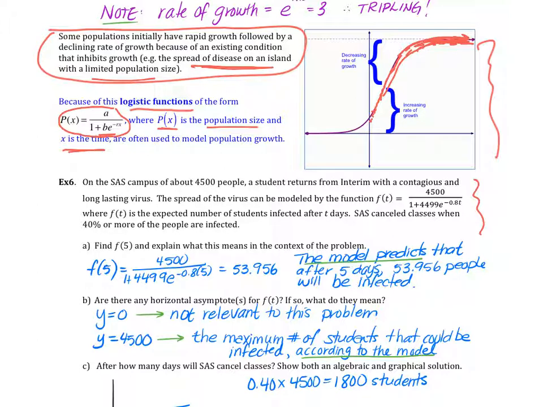On the SAS campus of about 4,500 people, a student returns from interim with a contagious, long-lasting virus. The spread of the virus can be modeled by the function f(t) = 4,500 divided by (1 + 4,499 times e^(-0.8t)), where f(t) is the number of students infected, and t is the number of days that have passed. We know that SAS is going to cancel classes when 40% or more of the people are infected.